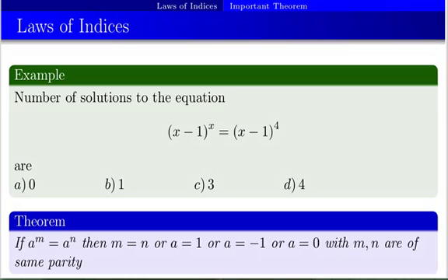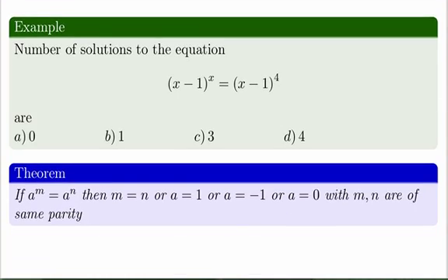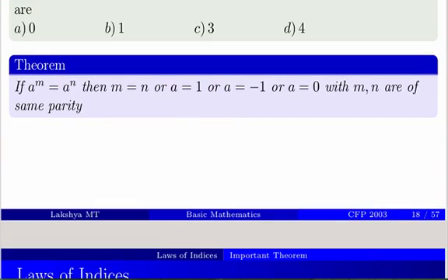Okay, let us move further. So this is the theorem. In the next page we have the theorem, which says if a raised to m is equal to a raised to n, then there are many possibilities. M can be equal to n, that the powers will be equal, which was the obvious conclusion, or the base can be equal to 1. 1 raised to anything is 1. So this equation has to satisfy.